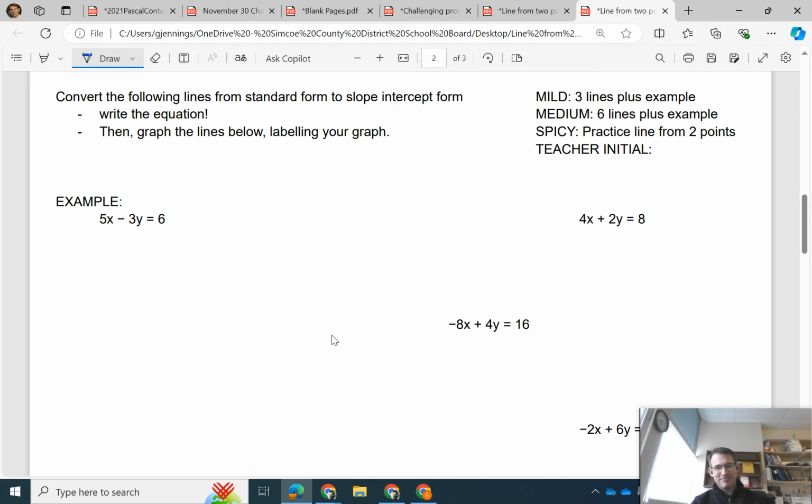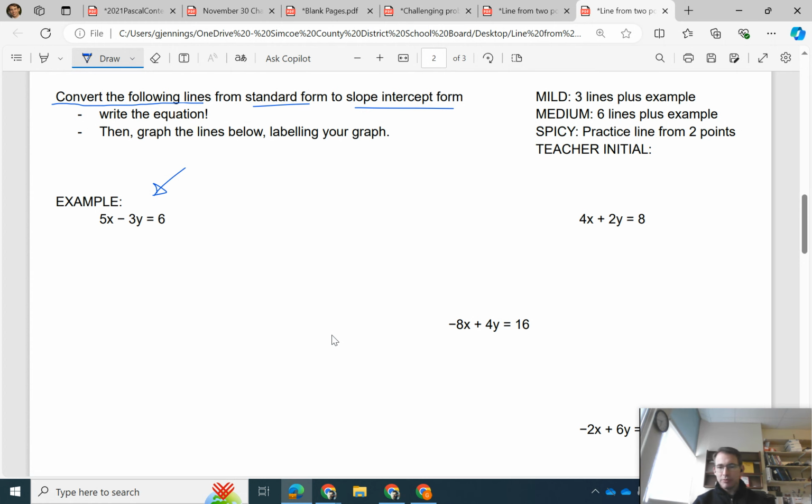It's Mr. Jennings, and we're looking at converting lines from standard form to slope-intercept form. Okay, this line is in standard form. It's a little harder to graph that way. So we'd like to convert it to slope-intercept form to make things much easier.